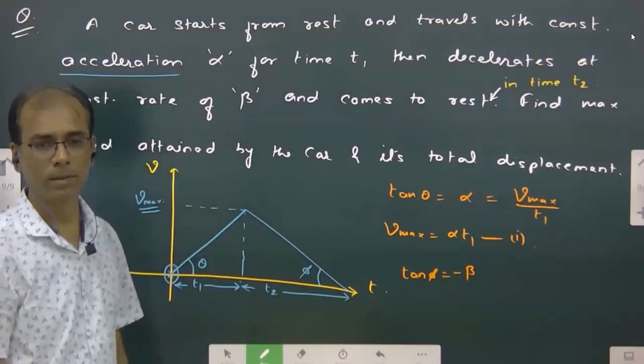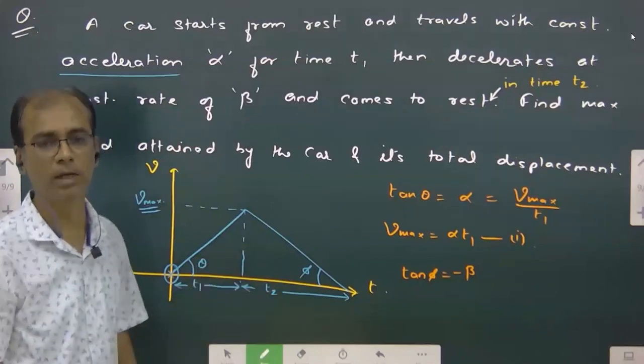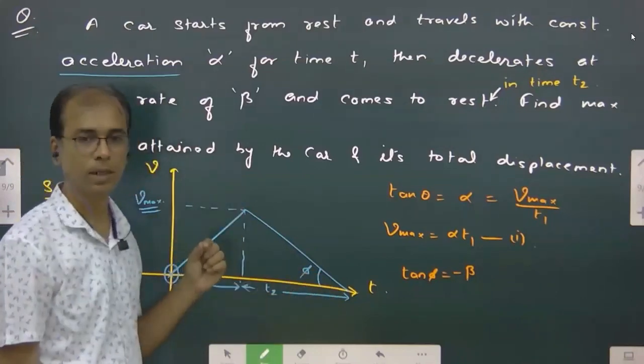Negative beta means what then? Negative beta means V final minus V initial by time. If you are writing negative, then you should be writing V final minus V initial by time. V final is what? 0. V initial is what? V max. And time is what? T.